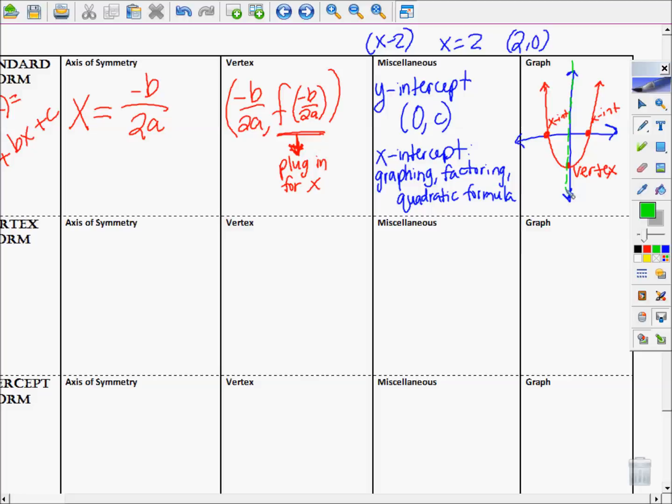All right. Any questions about standard form? Are we pretty comfortable? Is the dotted line the axis of symmetry? Yes. You may see axis of symmetry written as AOS.